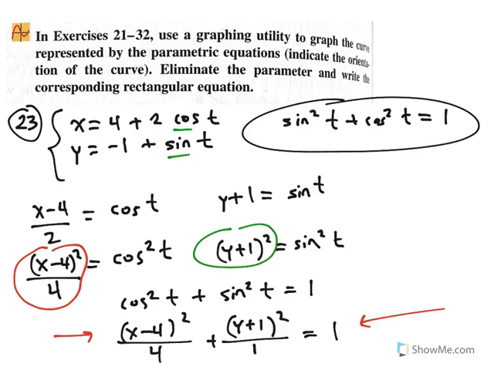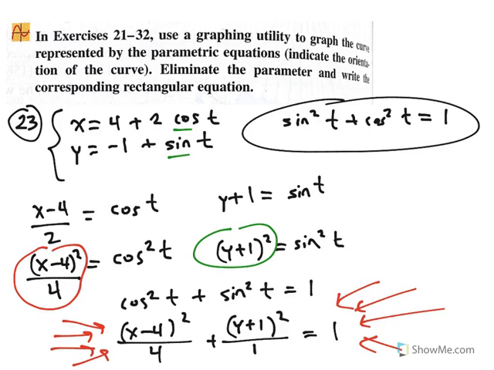The parameter t has been eliminated, and this is also an equation for an ellipse. But unlike number 21, where our ellipse was centered at the origin, in this problem our ellipse is centered at the point (4, -1). And then you can examine this rectangular equation to determine the length of both the major and the minor axes.